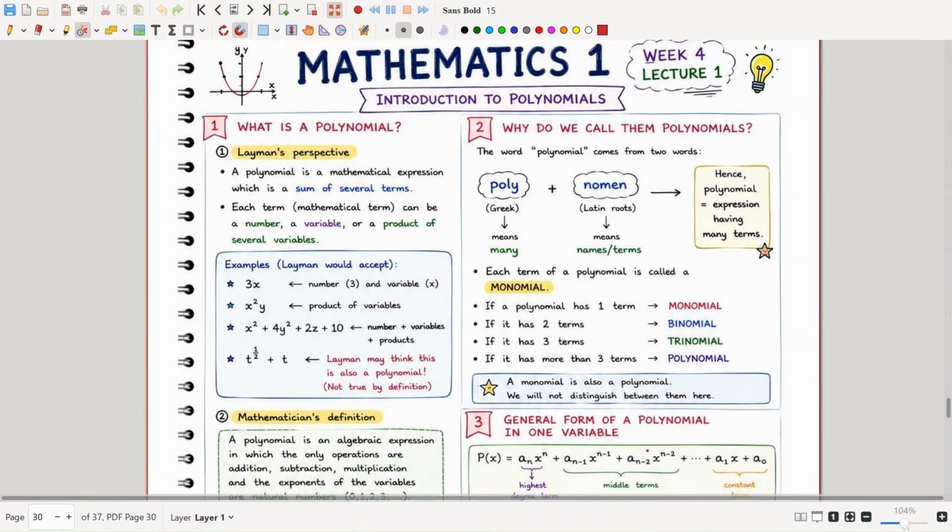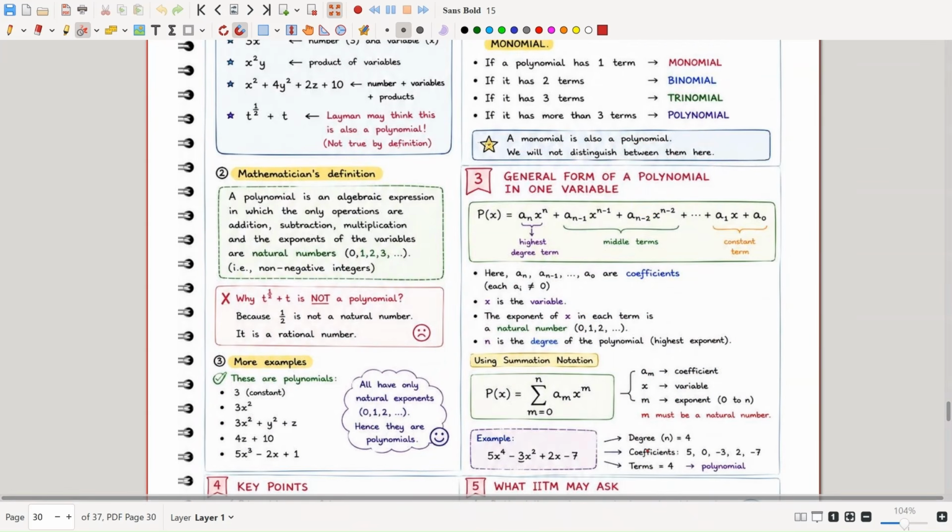So what is the mathematician's definition for a polynomial? The polynomial is an algebraic expression in which the only operations are addition, subtraction, multiplication, and the exponents of the variables are natural numbers. The exponents of the variables will be natural numbers. There will be no negative integers there.